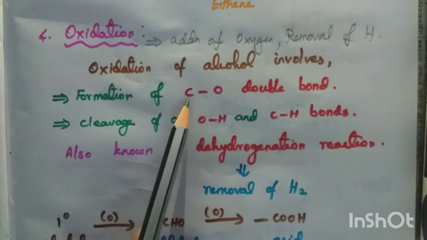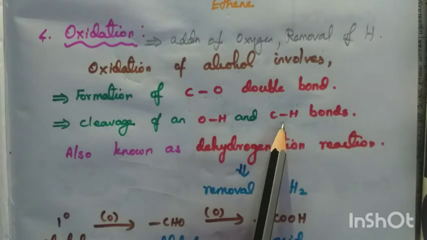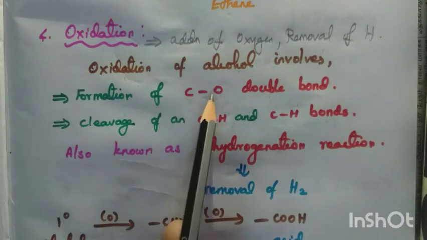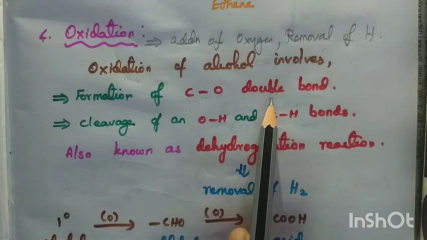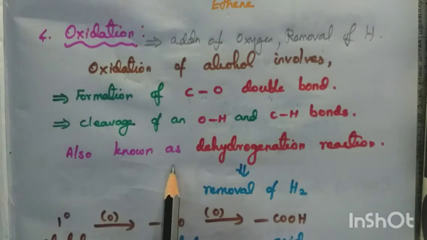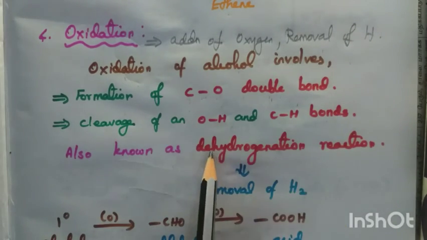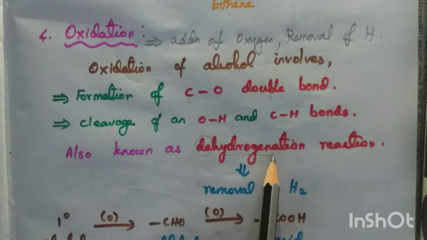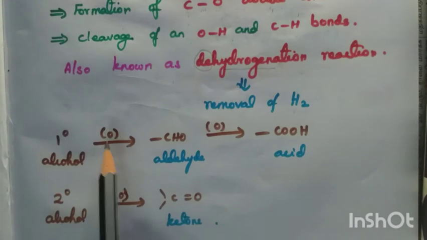First you have to remove the hydrogen from carbon and oxygen. So this is the removal. And if you remove any atom or group from the adjacent carbon, you introduce one bond, no? So a double bond is formed. Let's see with the example. It is also known as dehydrogenation. Removal of hydrogen, no? So de means removal of hydrogen.